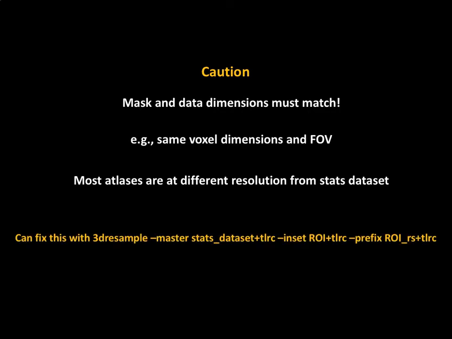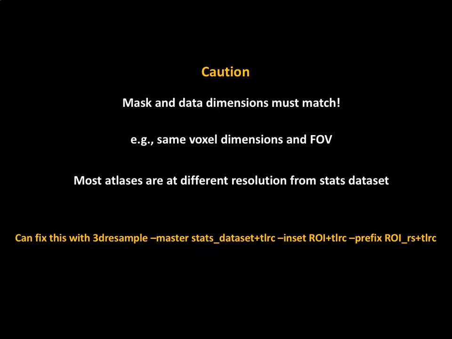The way to do this is with something called resampling. The command is 3dresample. You specify the master data set, which is what's being resampled to. In other words, if we wanted to resample to our stats data set, we're saying keep the stats data set the same. Don't do anything to it. Which is usually a good option because we don't want to introduce any more interpolation to our actual data. And then with inset, you provide whatever ROI you created from an atlas or what have you. And then the prefix is whatever you want the output to be called.